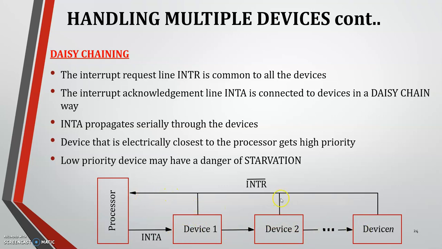All interrupt requests are connected to a common line and given to the processor, and the interrupt acknowledge is given to the first device, and through the first device it propagates on. So through the first device it is connected to the next device. So here higher priority devices will be connected first. Device 1 is higher priority compared to device 2. So this high priority device will be connected first and the low priority device will be connected last.